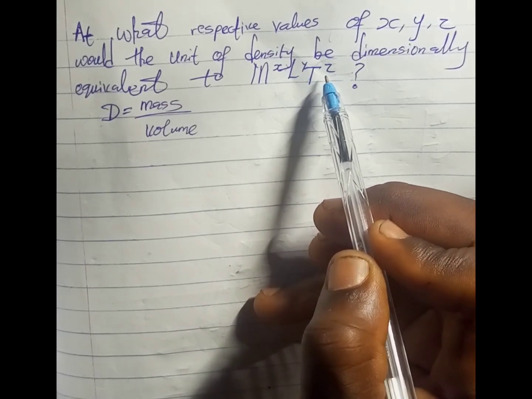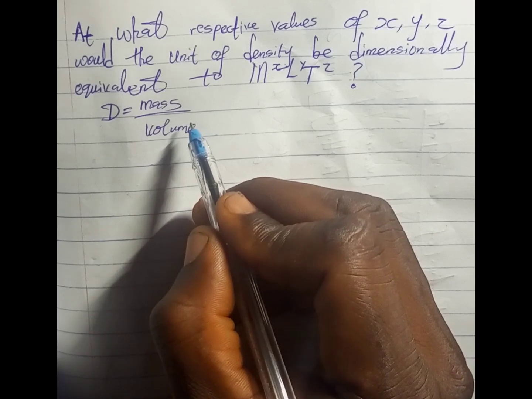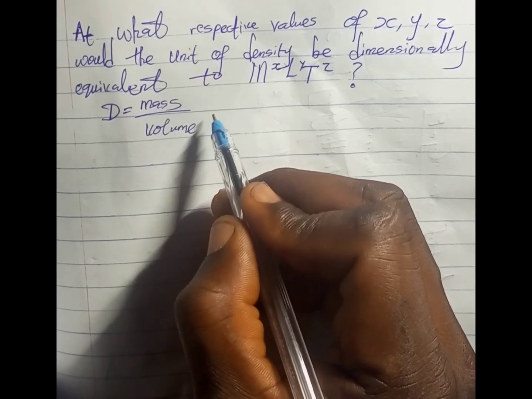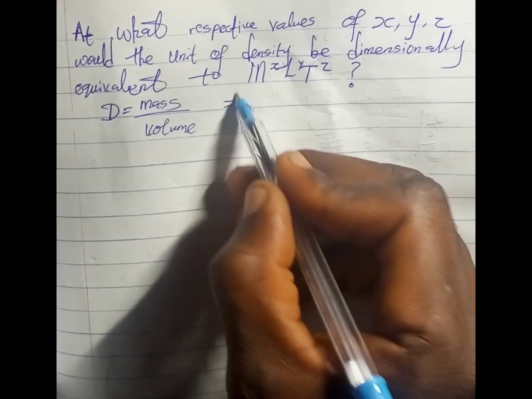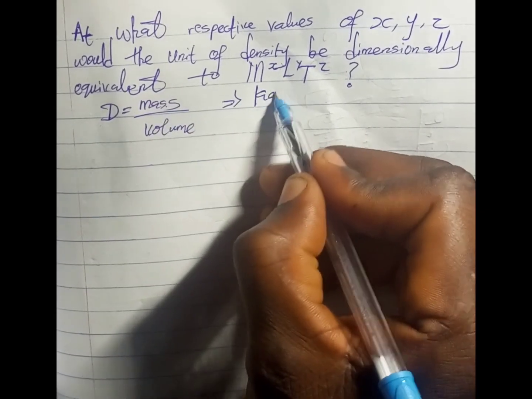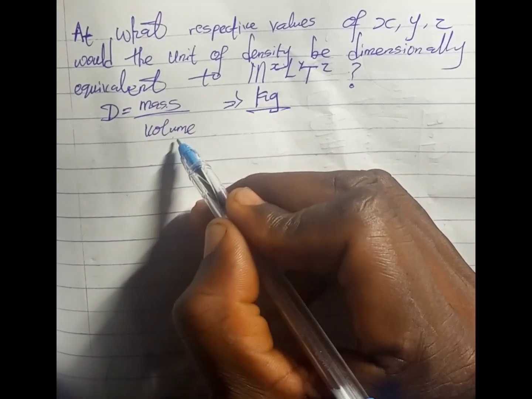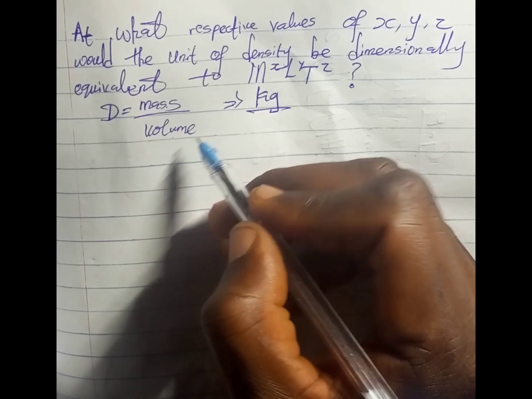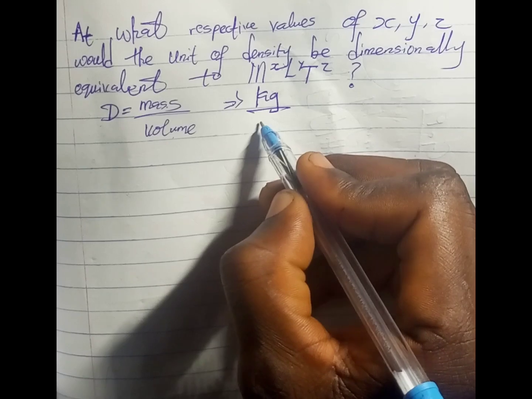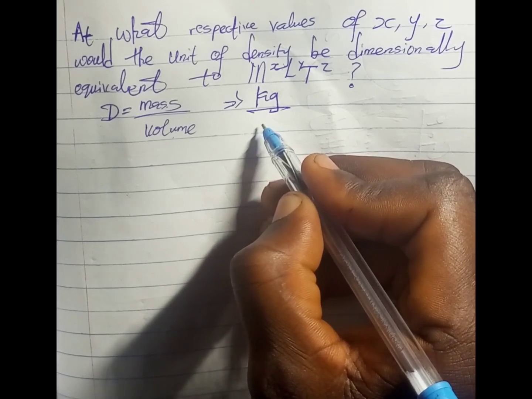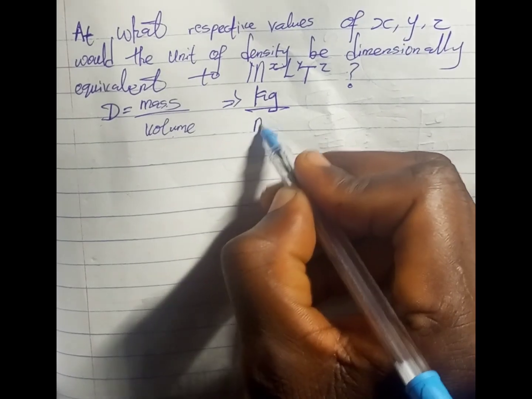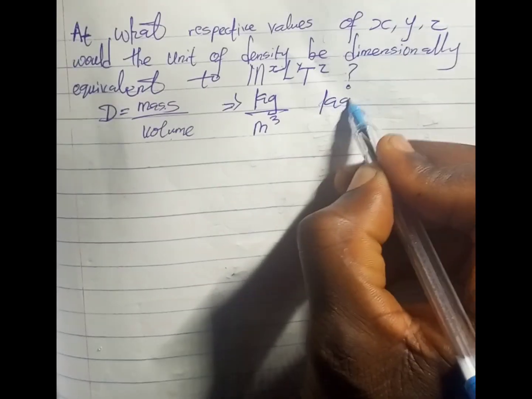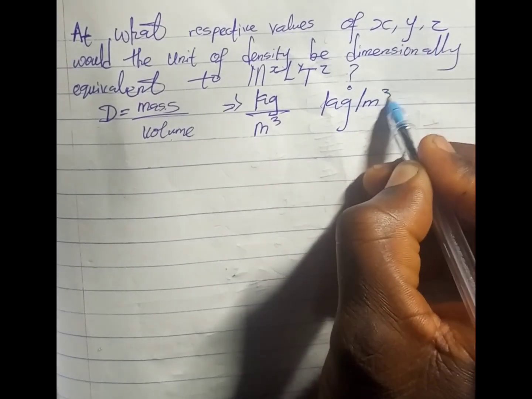Is that clear? Now, to get the dimension for density, let me talk about the SI unit because I like using SI units to define. Mass, the SI unit is kg, right? Volume could be length times width times height, but in this case, let's consider it is length times length times length. That is meter times meter times meter, that's cubic meter. So the SI unit for density is kg per cubic meter.